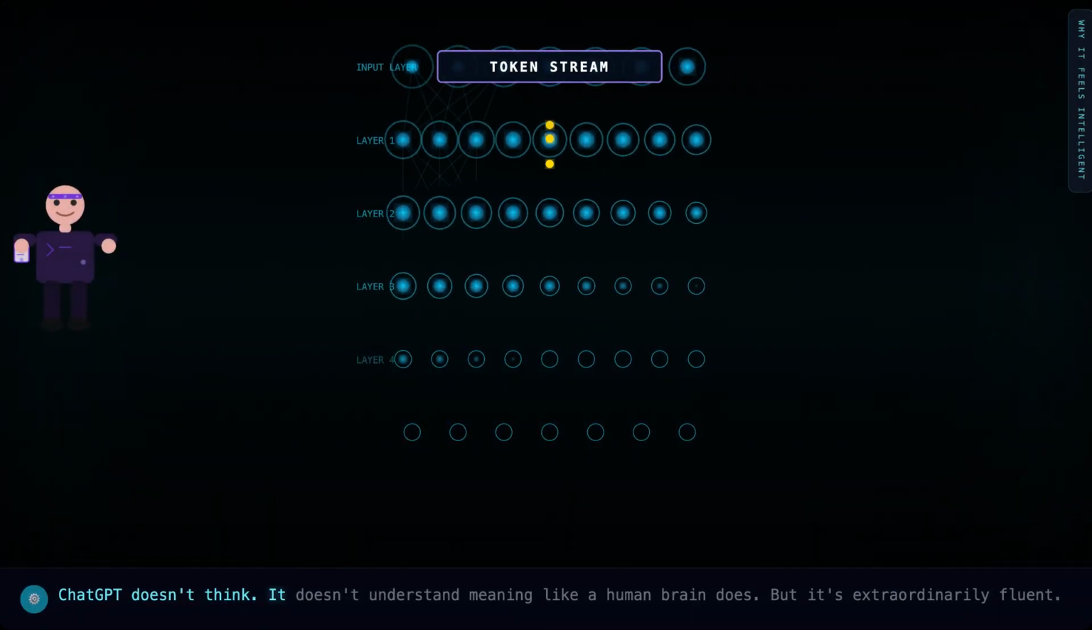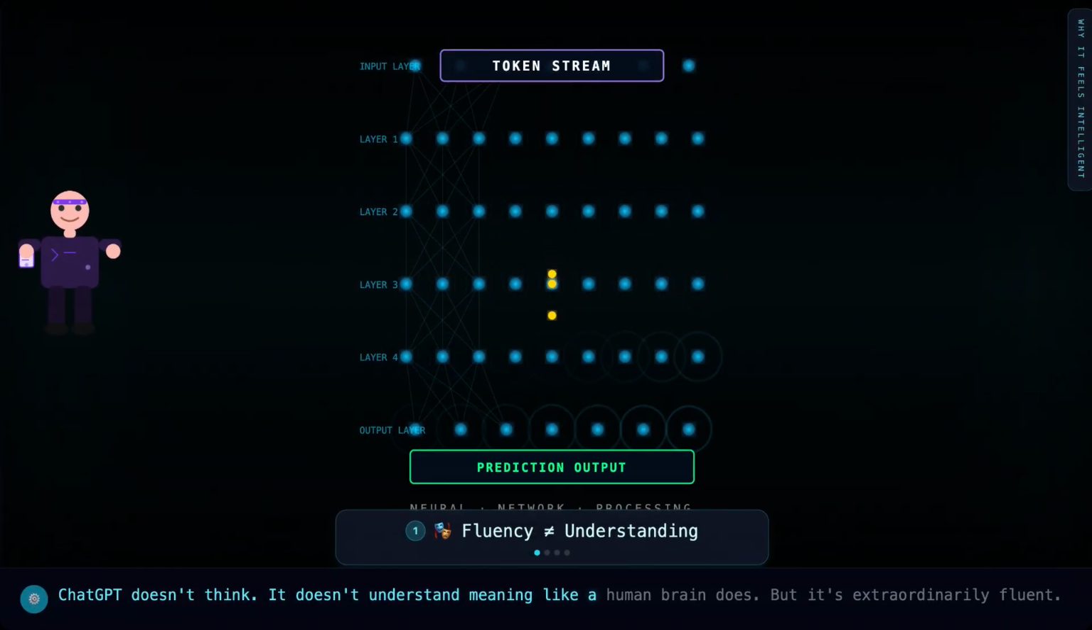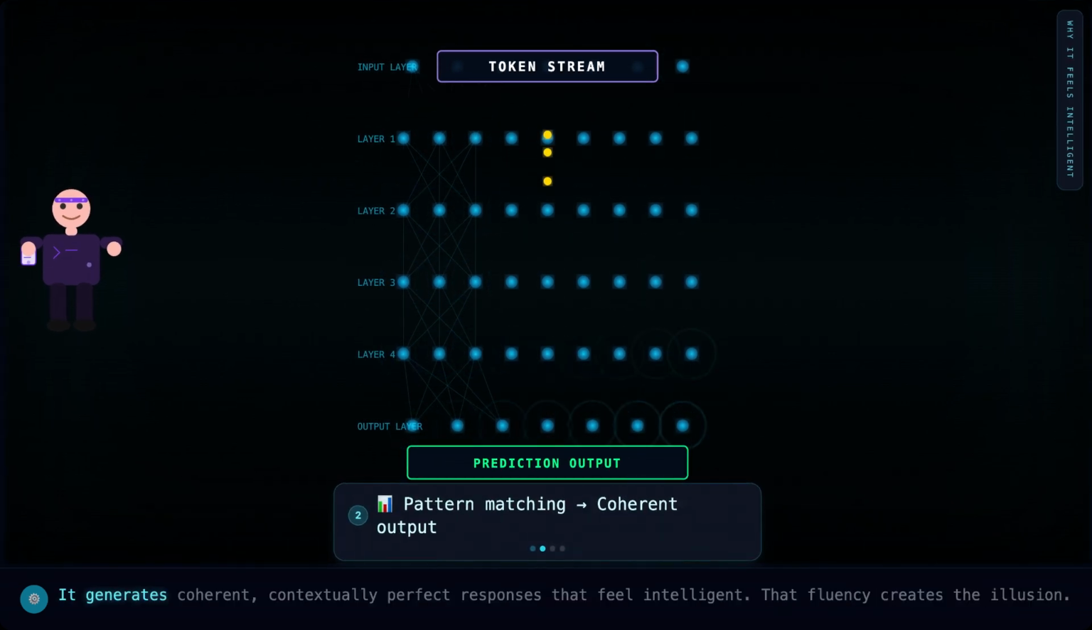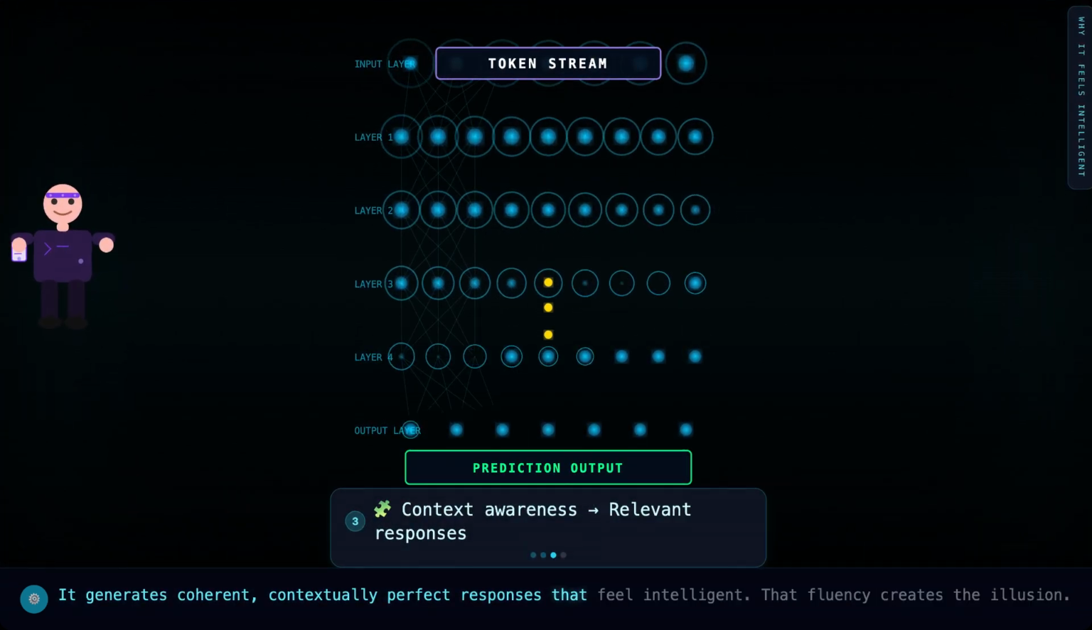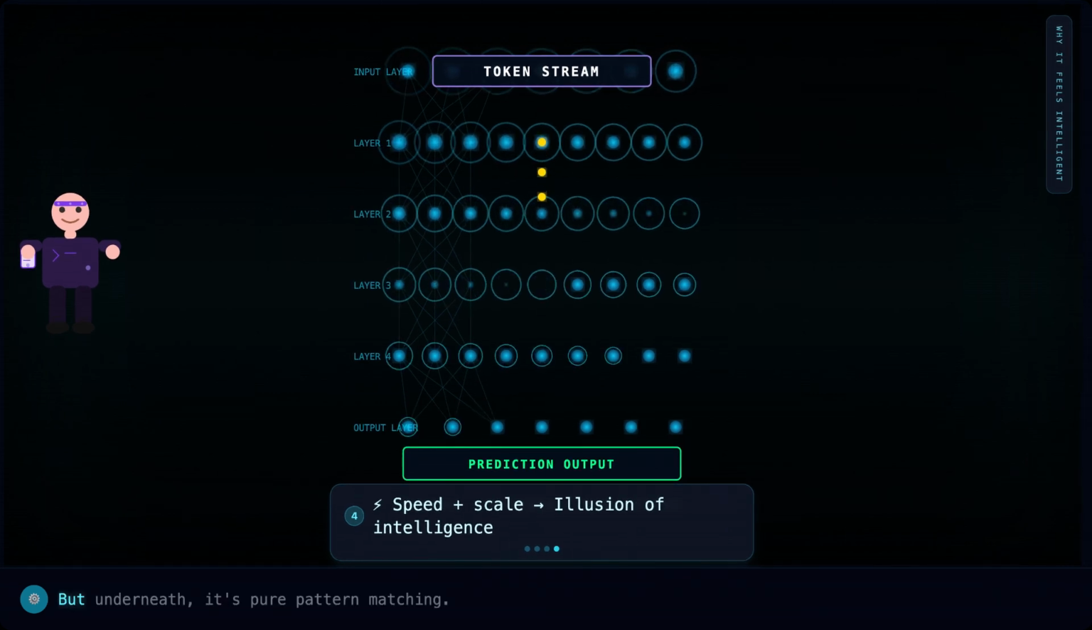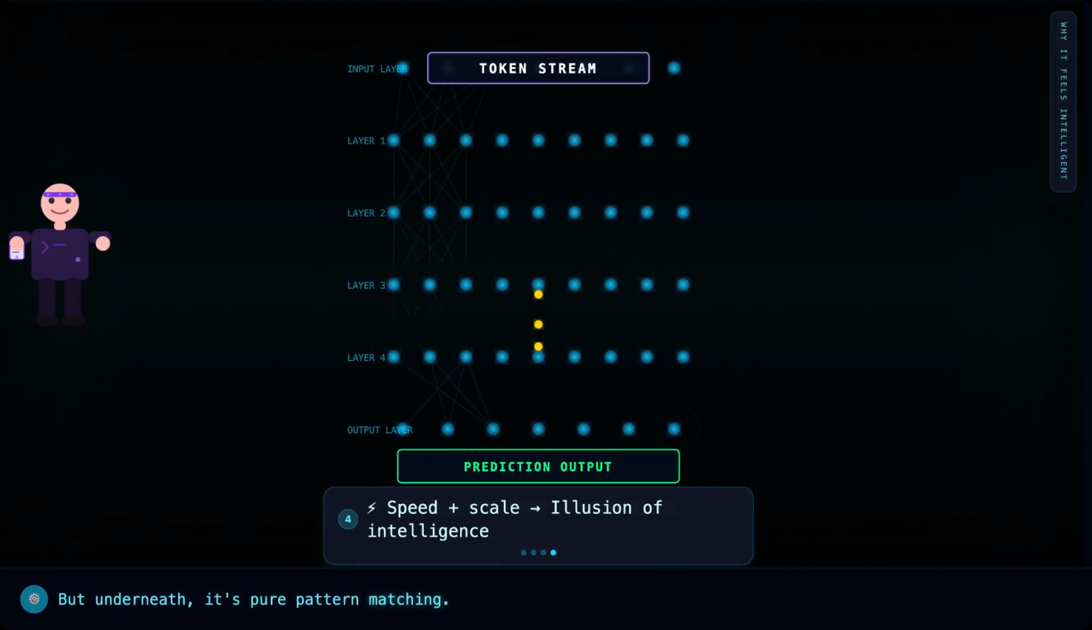ChatGPT doesn't think. It doesn't understand meaning like a human brain does. But it's extraordinarily fluent. It generates coherent, contextually perfect responses that feel intelligent. That fluency creates the illusion. But underneath, it's pure pattern matching.